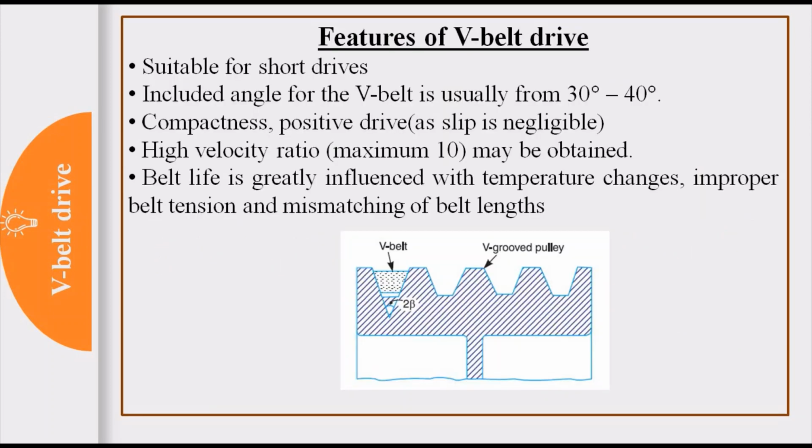So let us see an overview of V belt drive. Some of the features: it is suitable for short drives. The included angle is usually from 30 degrees to 40 degrees. Compactness, and it is a positive drive as slip is negligible. High velocity ratios can be obtained, a maximum of 10. Belt life is greatly influenced by temperature changes, improper belt tension, and mismatching of the belt lengths. If there are MCQs, they will be based on these points only.